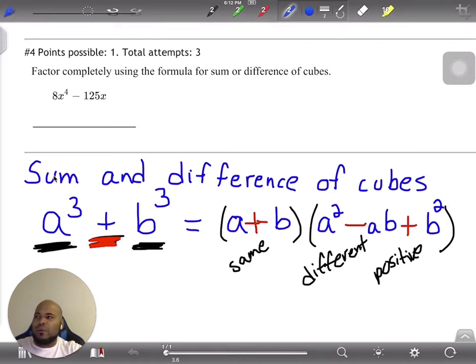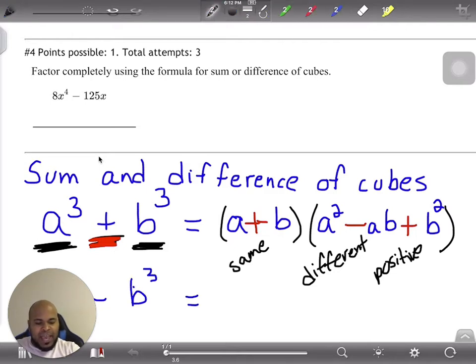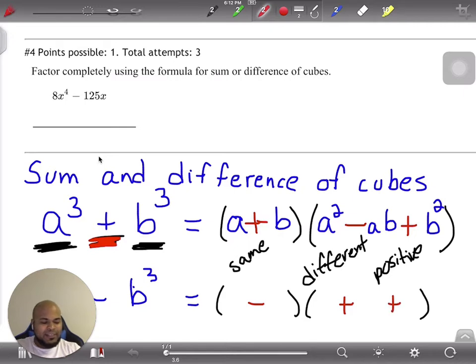Now, how about the difference of cubes? Because the title says the sum and difference. My challenge to you is, would you be able to write down the formula? If you can, it's okay, but I hope that it makes sense. If I have a difference of cubes, I start with the signs. The signs say same, but different, always positive. I'm going to do that every single time. I hope that you remember that by the end of this video.